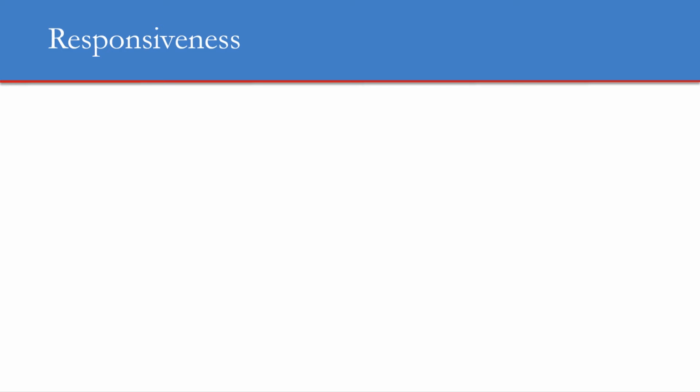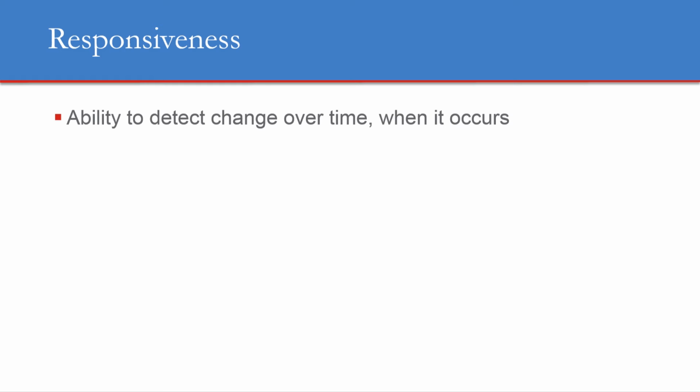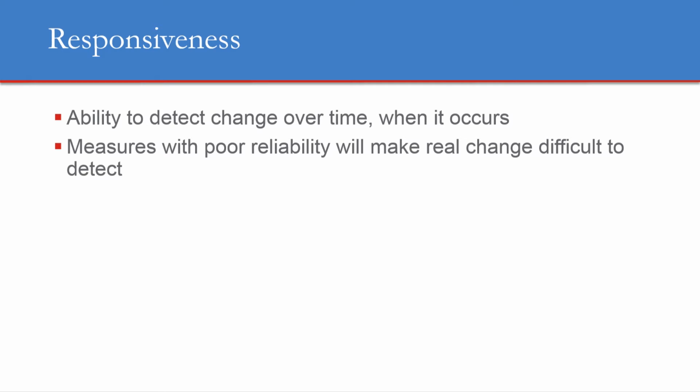Another characteristic that we expect a good outcome measure to have is responsiveness. This is the ability of a measure or instrument to detect change over time when it occurs. Reliability is very critical in responsiveness. Measures with poor reliability will make any real change difficult to detect.